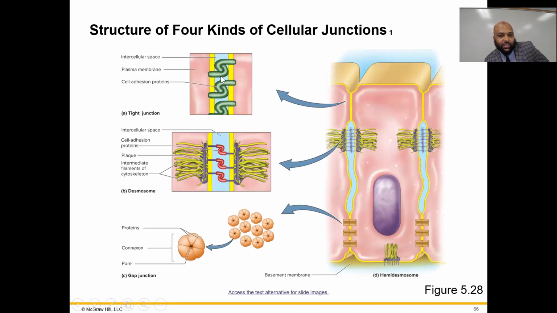So these are the tight junctions, and these are the desmosomes. And you see, these are the connexins. So a usual question on the exam is, where do you find the connexin? Do you find it in the gap junctions, the desmosome, or the tight junctions?